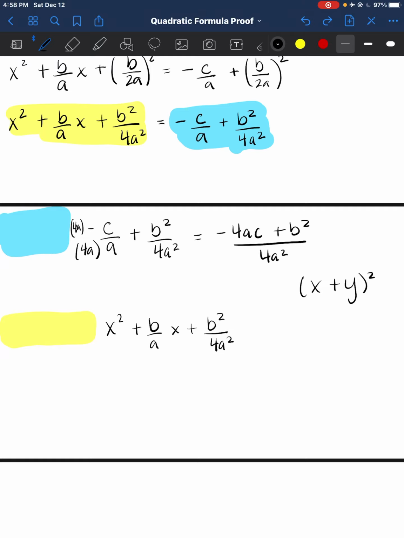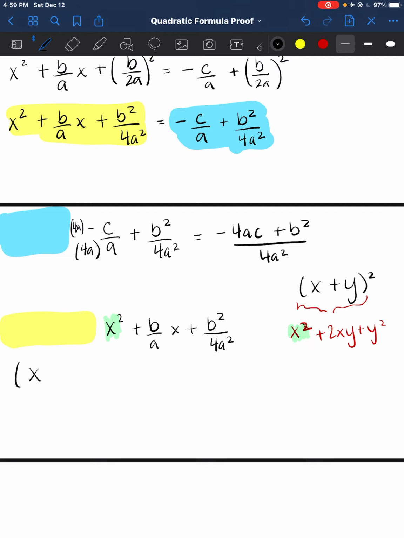So we already know that when we expand this right here, we would come out with x squared plus 2xy plus y squared, right? We just have to figure out what our first term and our second term are. So we already know our first term is x, okay? They kind of match up, right?